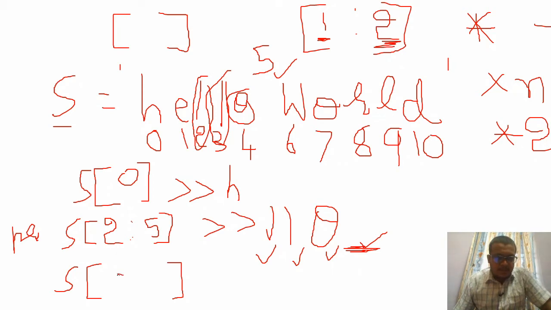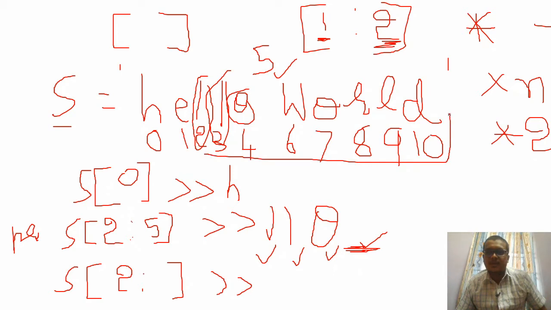So you can leave this position as empty. If you are leaving this position as empty, starting from a second position, rest of the information will be displayed. I was talking about this asterisk symbol.